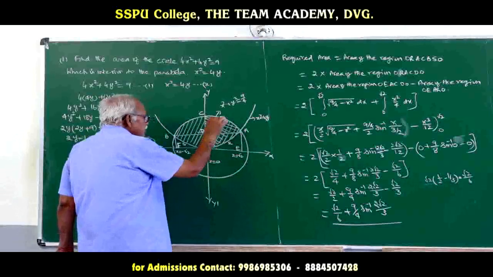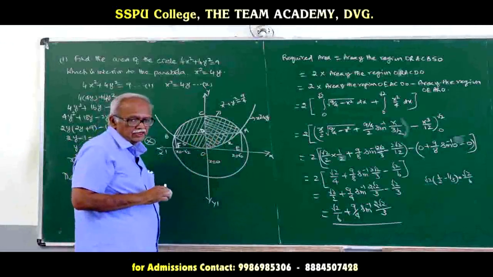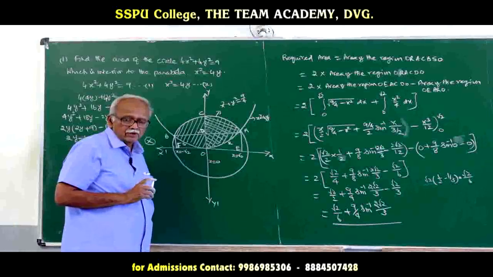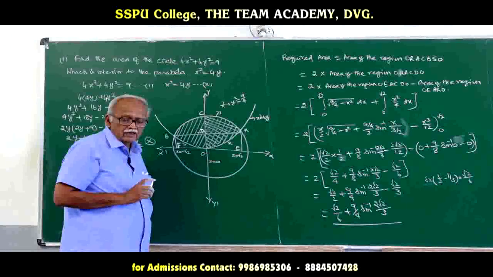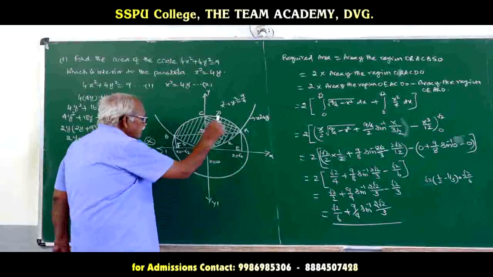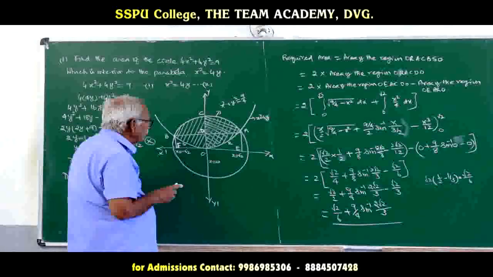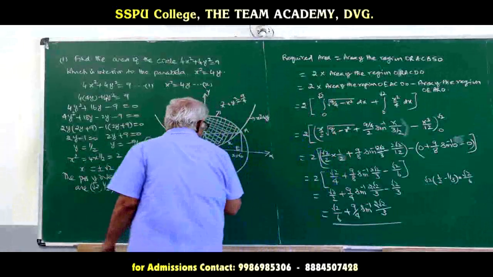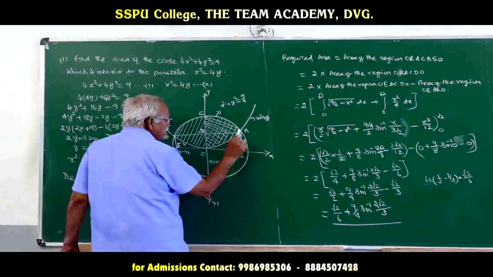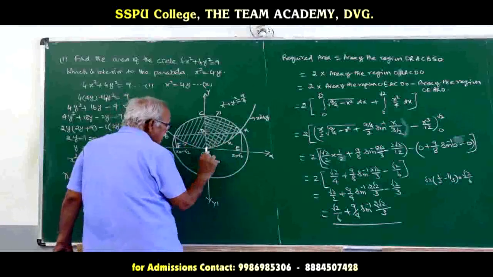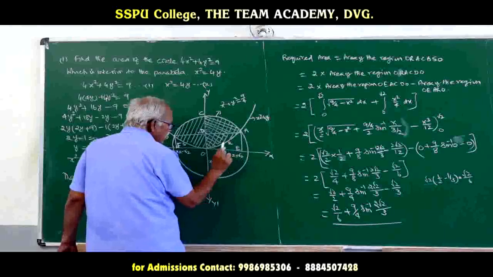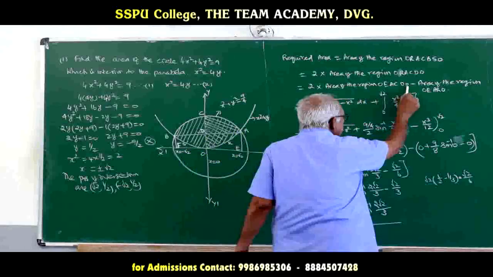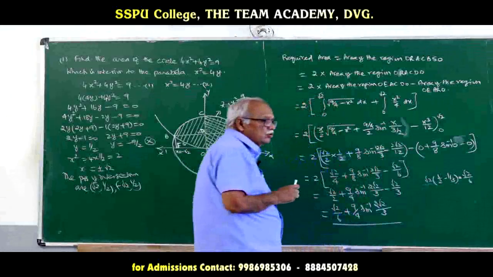For this area we can use upper curve minus lower curve, that is the second part of the applications of integrals, area problems. The second part is area between two curves. So, upper curve minus lower curve we have to take, bounded by the x axis. Now, area of the region: first you calculate the area OEACDO minus the area OEARO. So, this is written as area of the region OEACDO minus area of the region OEARO.